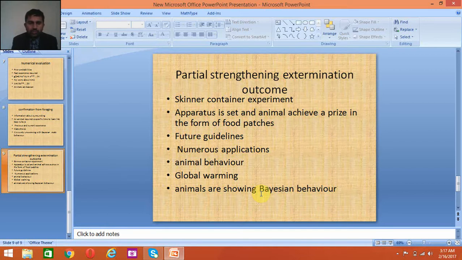Numerical application, animal behavior. We also know that global warming plays an important role. All our discussion is based upon the fact that animals are showing this behavior and they have been doing this for a long time. Thank you.